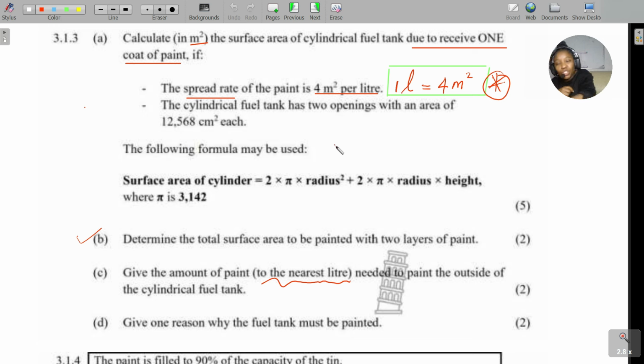So in that case, you just need to remember to change that rate into an equation that you can use to help you answer whatever question they throw at you when it comes to determining how many liters of paint you will need. So that's the first thing: being able to change that rate into an equation. 1 liter will be able to paint an area of 4 meters squared.